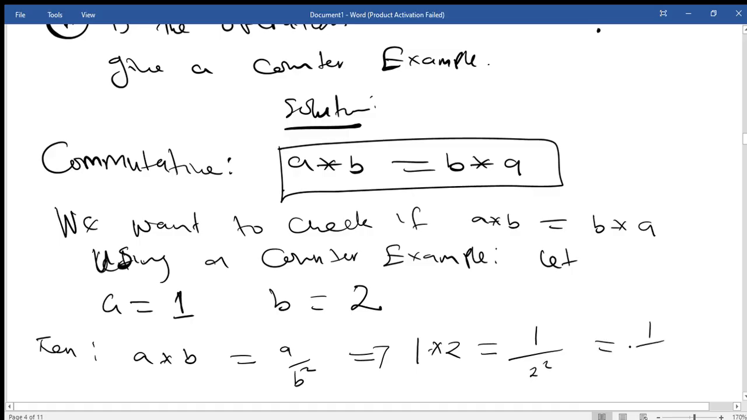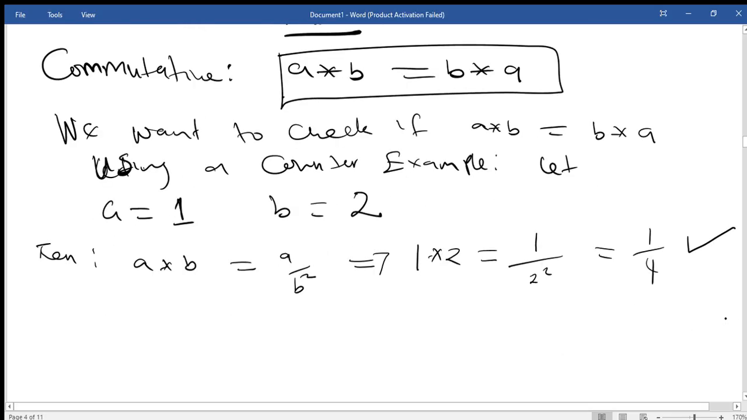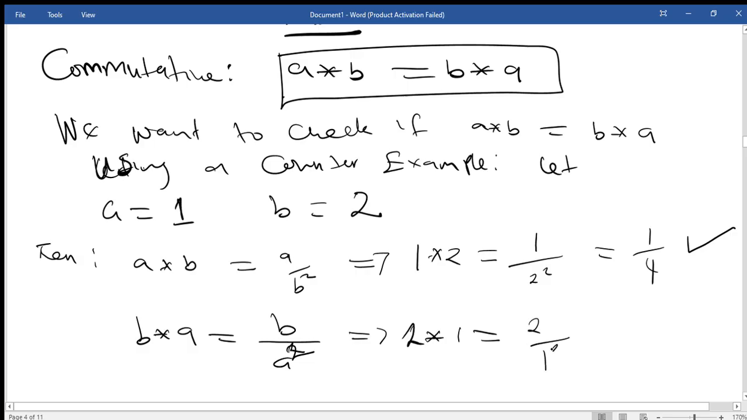This is the first part. Then we want to show the other part, which we are calling B star A. B star A means B over A squared. And this implies that B, remember, is 2. So this is 2 star 1. And this becomes 2 over 1 squared. And the answer becomes equal to 2.